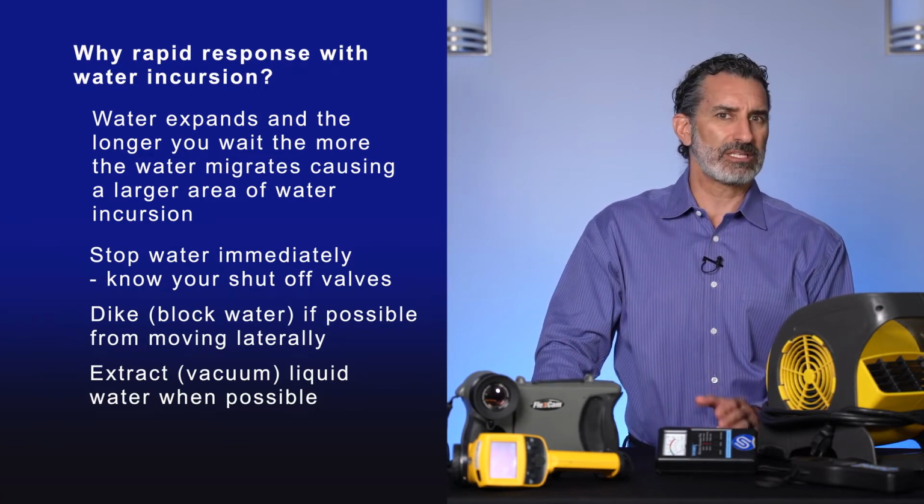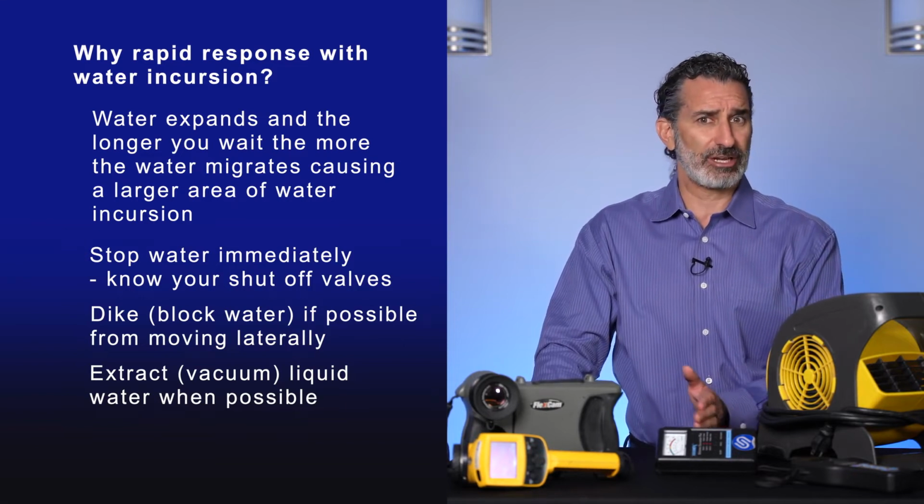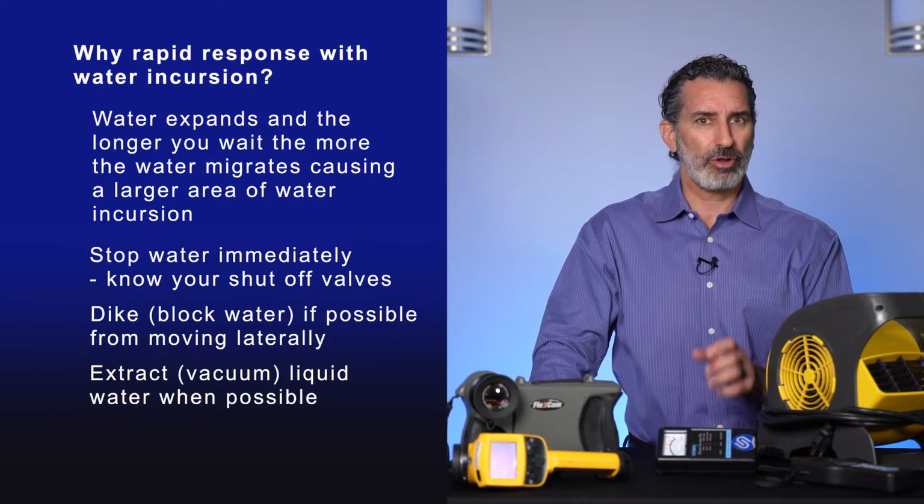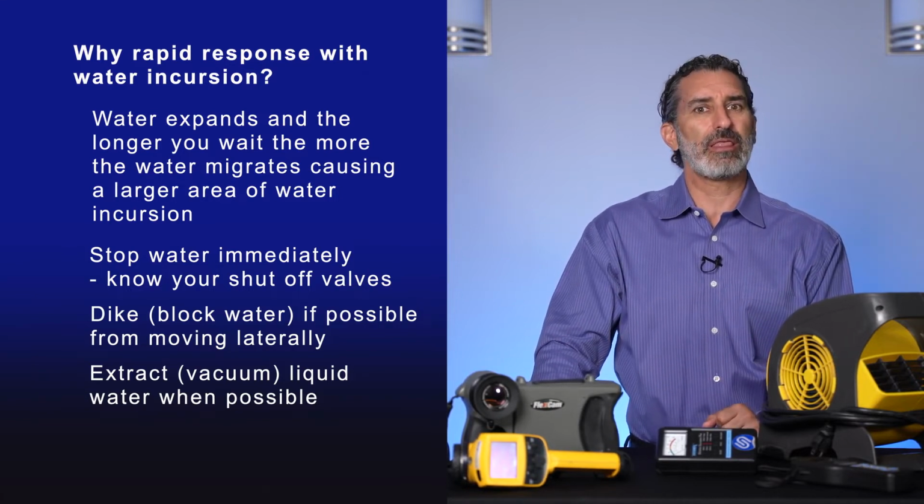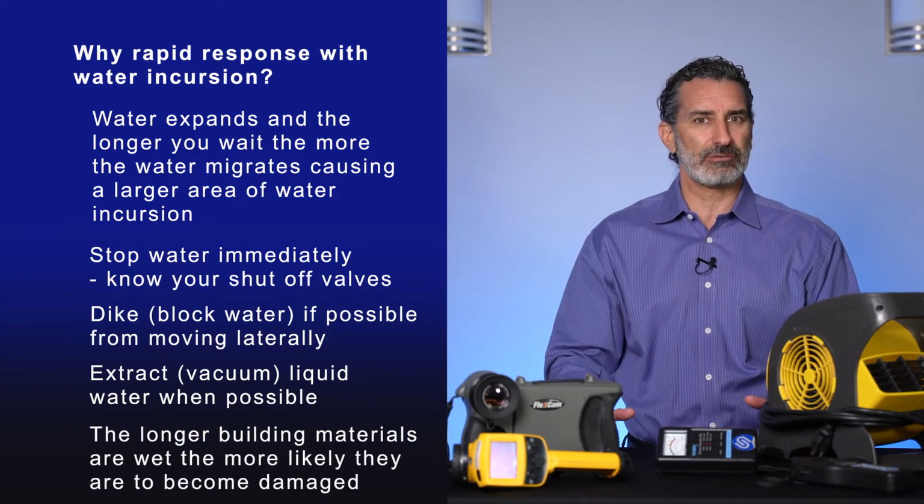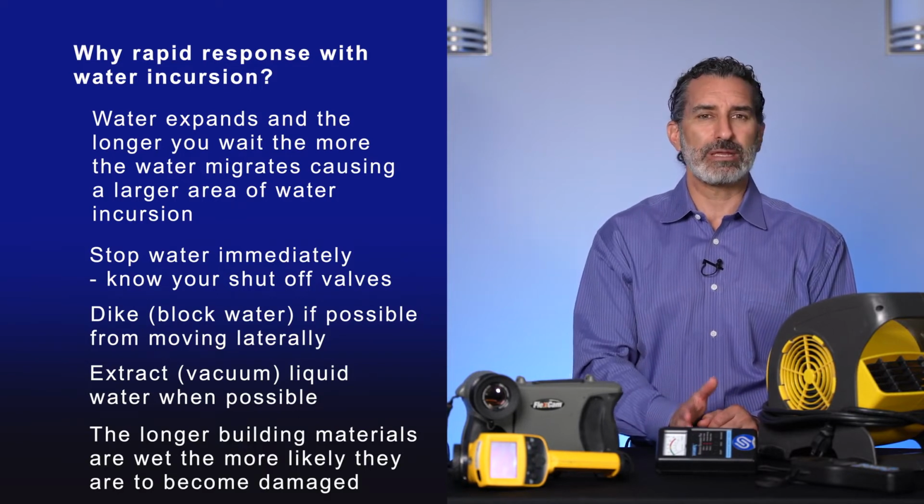For example, it's about 1,200 times more efficient to vacuum water than it is to try to dry water with a fan or evaporate water. So the more water you can get as a liquid, the better. And the faster you respond, the less footprint you have to deal with. Also, if you respond quickly, building materials won't be wet as long.